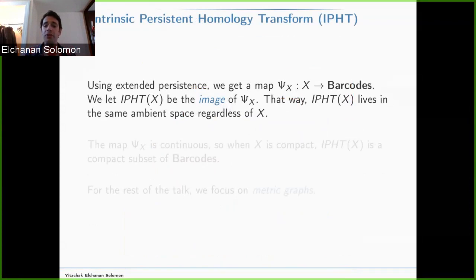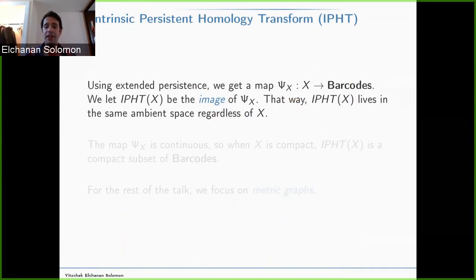And I can do that for every point in the space. And so I get a map psi sub x from the space x. In other words, you put in a base point and it gives you a barcode. Now I'm going to let the Intrinsic Persistent Homology Transform, the IPHT, be the image of the map.